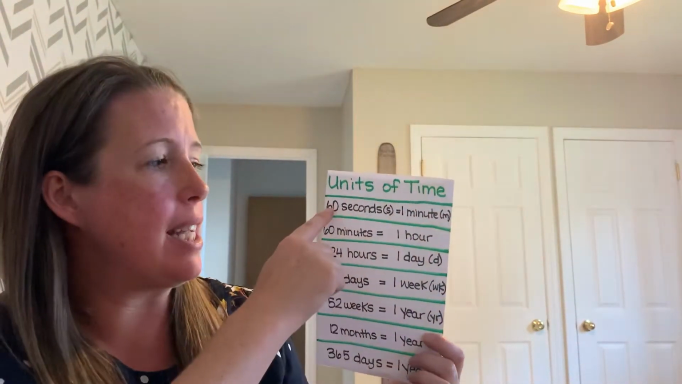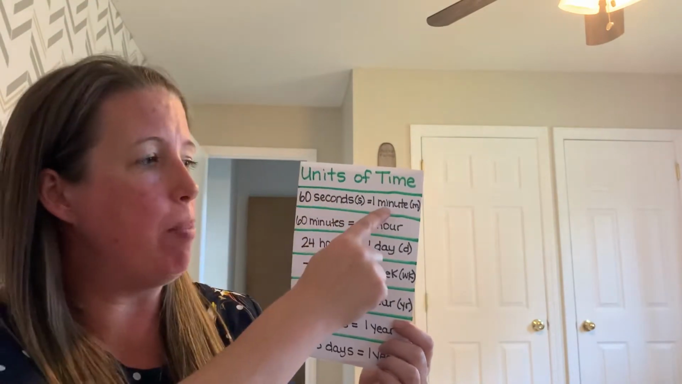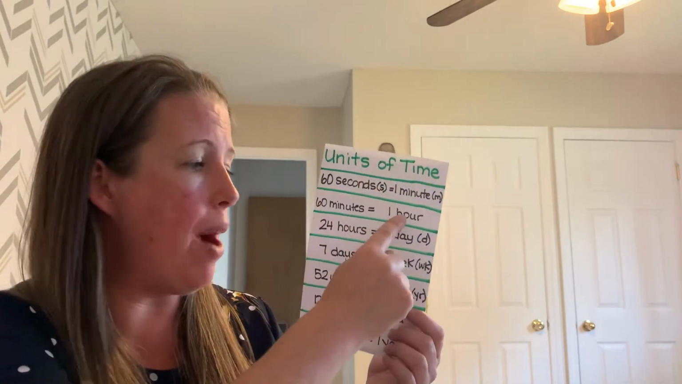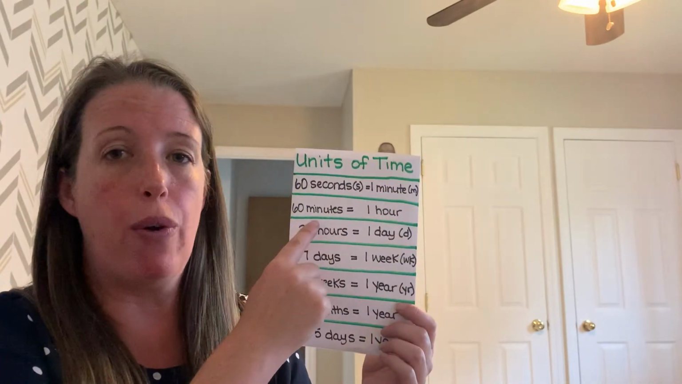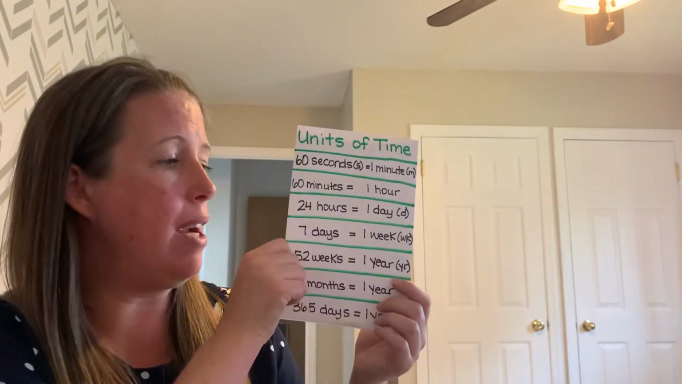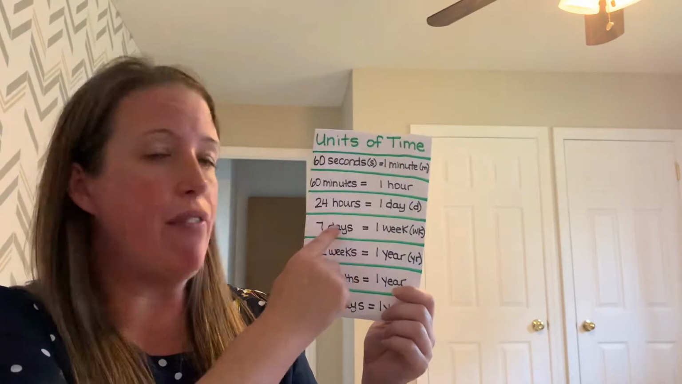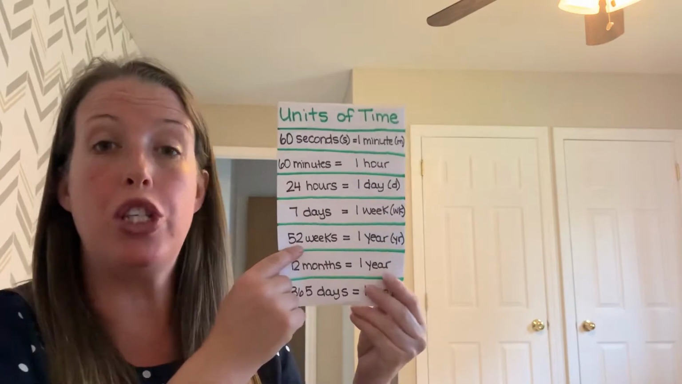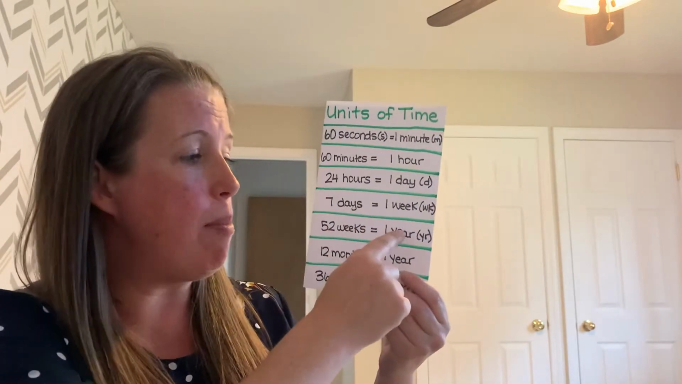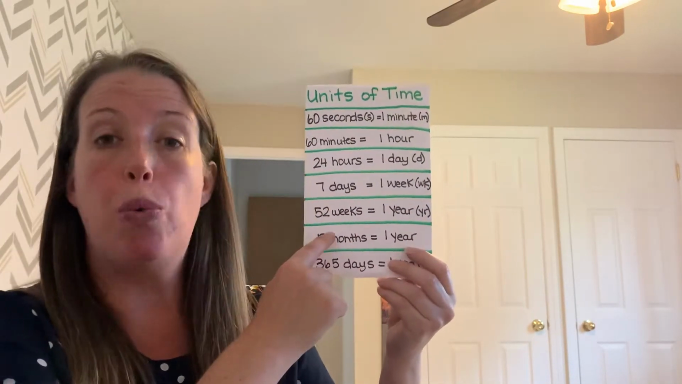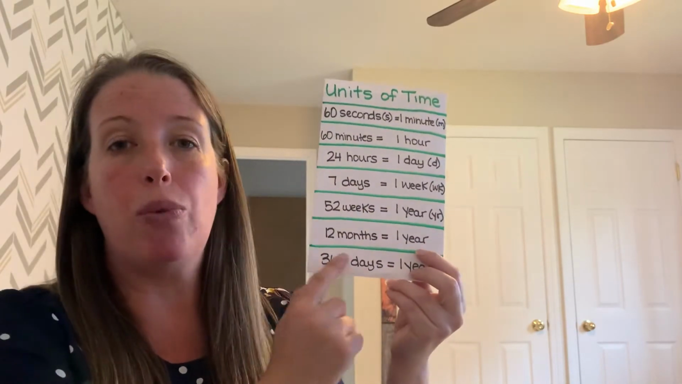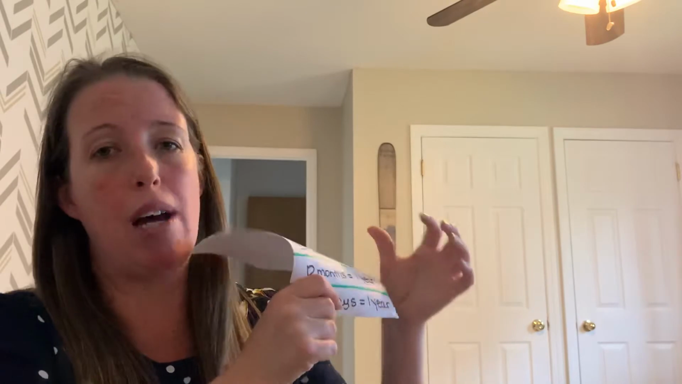You should realize that 60 seconds is going to equal 1 minute. Then 60 minutes turns into 1 hour. Once you have 24 hours, it becomes 1 day. Then 7 days can convert to 1 week. Once you have 52 weeks, it becomes a year. 12 months also becomes 1 year. And finally, 365 days become 1 year.